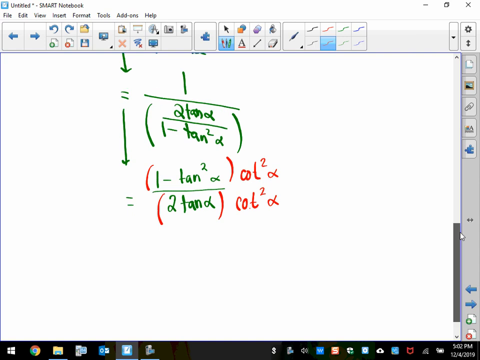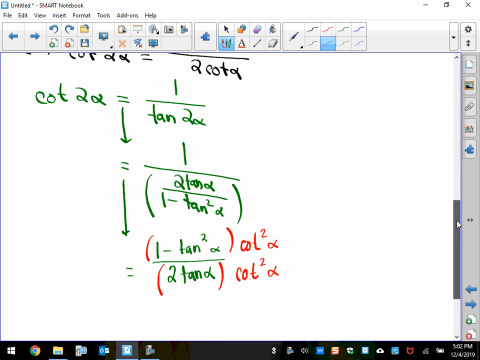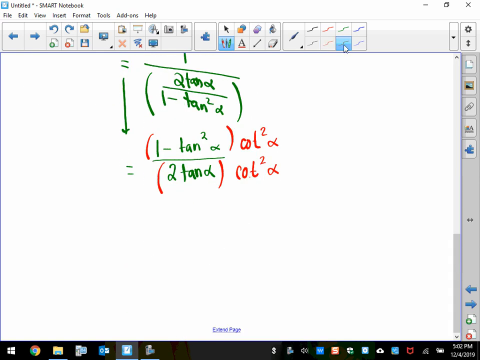Why am I multiplying by cotangent squared? Well, because I want cotangent squared. So I'm trying to be sneaky and get to the answer. So I'm looking at the answer to help me get there. So here we want to distribute this cotangent to each one of these.